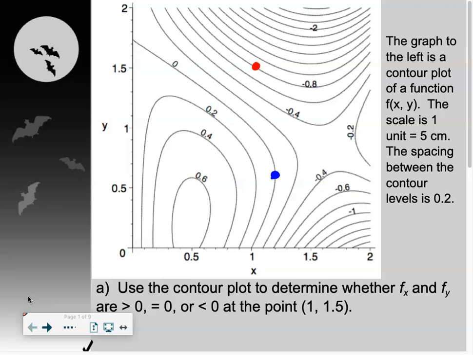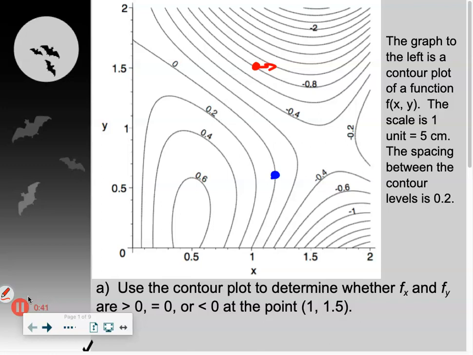Here we're just holding y constant. Think of y as a constant. We're moving in the direction of the x-axis. As x increases, so as we move this way from that point, is the z value going up or down?